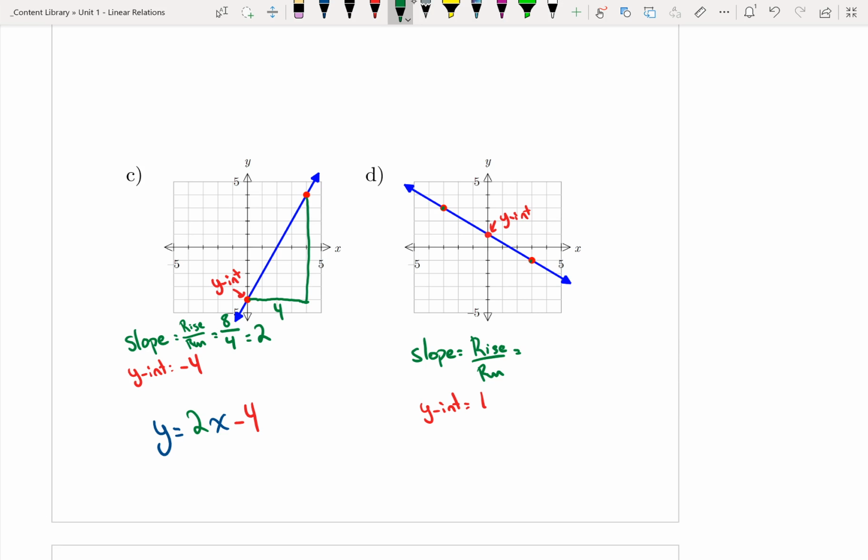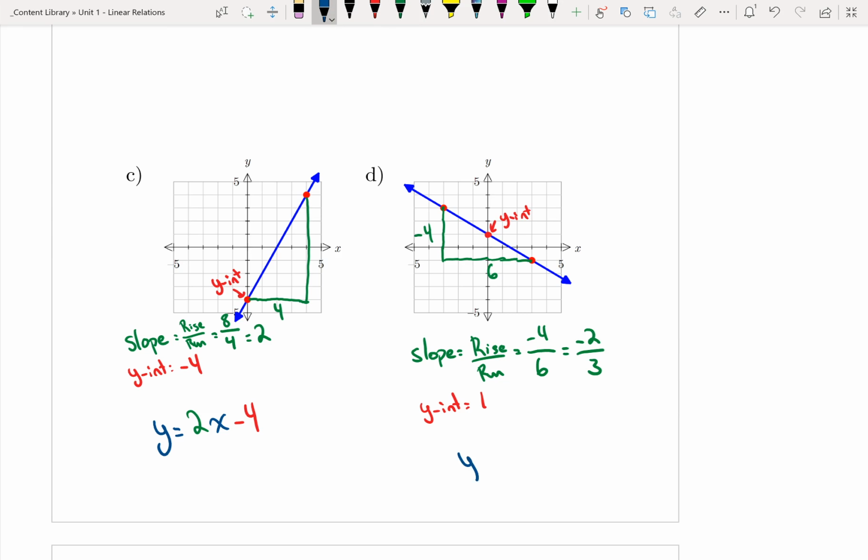So for my slope, I'm going to go down 1, 2, 3, 4. So I'm going -4 for my rise, over 1, 2, 3, 4, 5, 6, 6 in the positive direction. So my slope is -4 over 6. I can reduce this to -2 over 3.